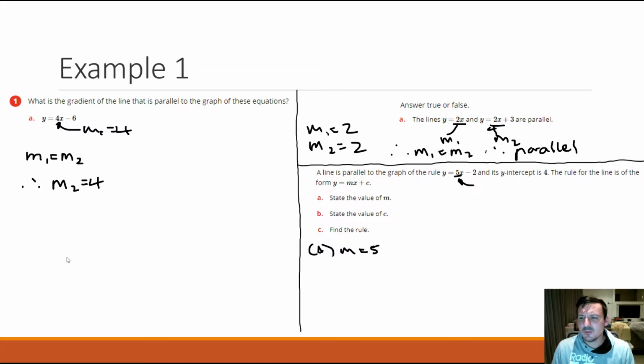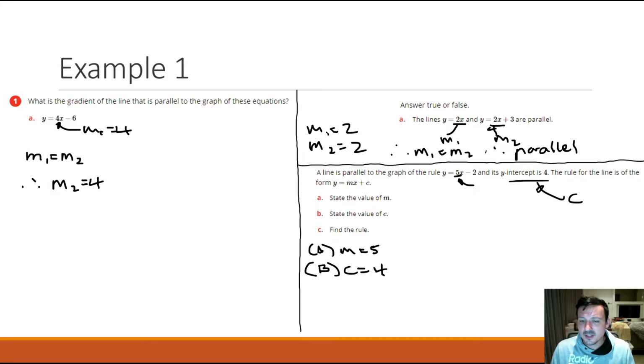The value of C, well, in past lessons we've talked about what M is, what C is, and we know that C is the y-intercept, and we're being given that here. So I'm just going to write that down. C equals 5. Oh, 4. A good lesson here is that sometimes we do make mistakes. It's important that we recognize those mistakes and learn from them.